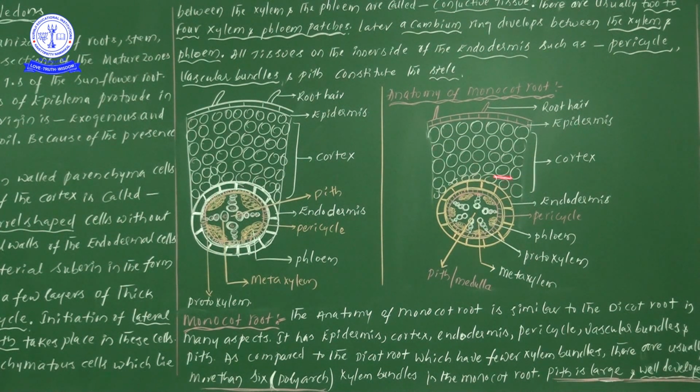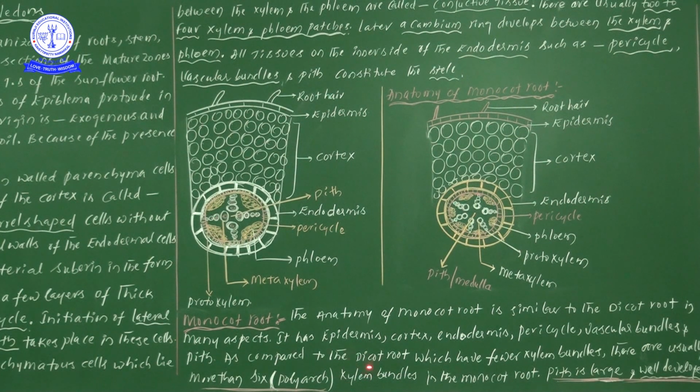So between the dicot root and the monocot root most things are the same, but a few exceptions are there. Only in terms of pith and the number of xylem members is there a difference; the rest is all the same. Just as the dicot root consists of epidermis, cortex, endodermis, pericycle, vascular tissues and pith, likewise the monocot root also consists of all these layers.